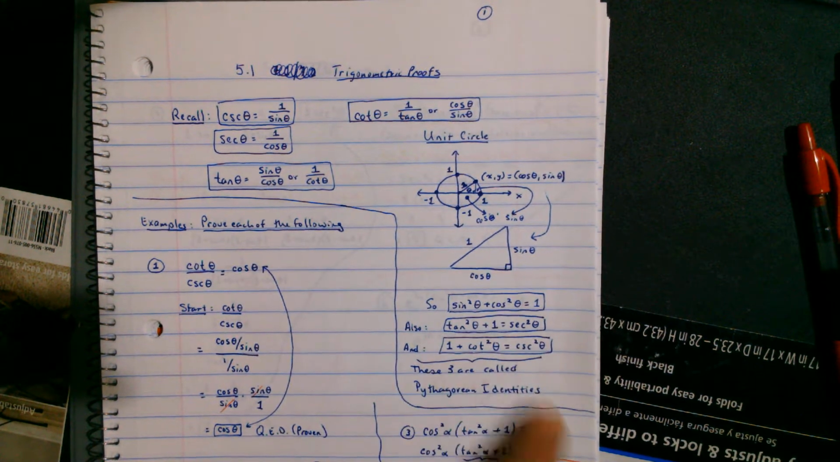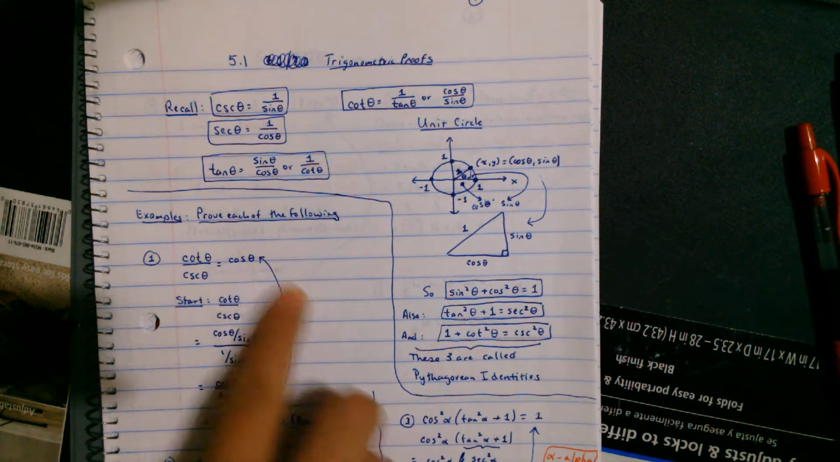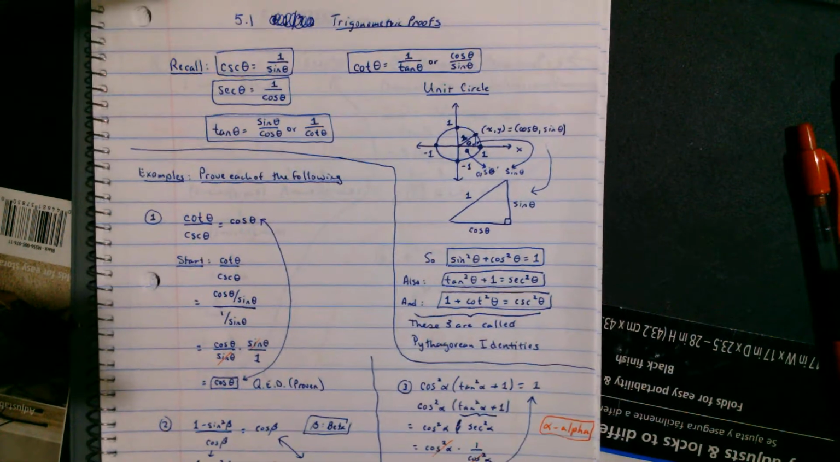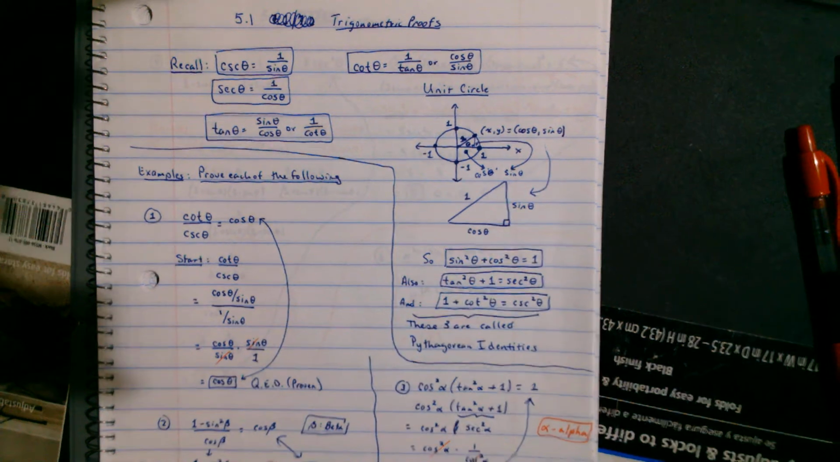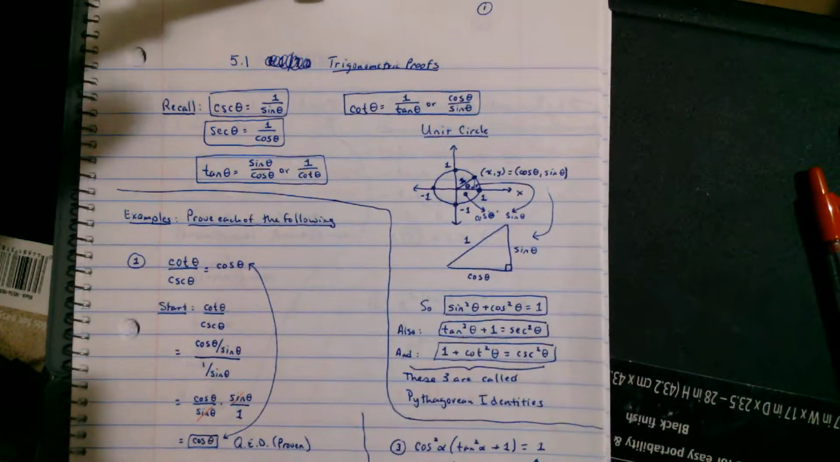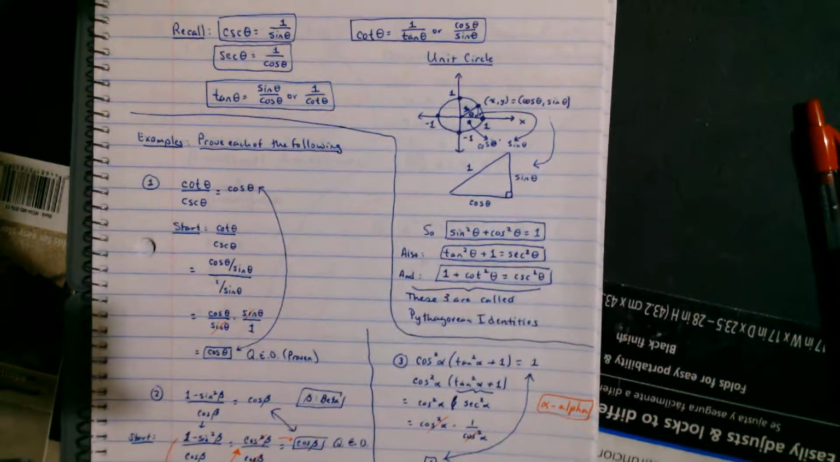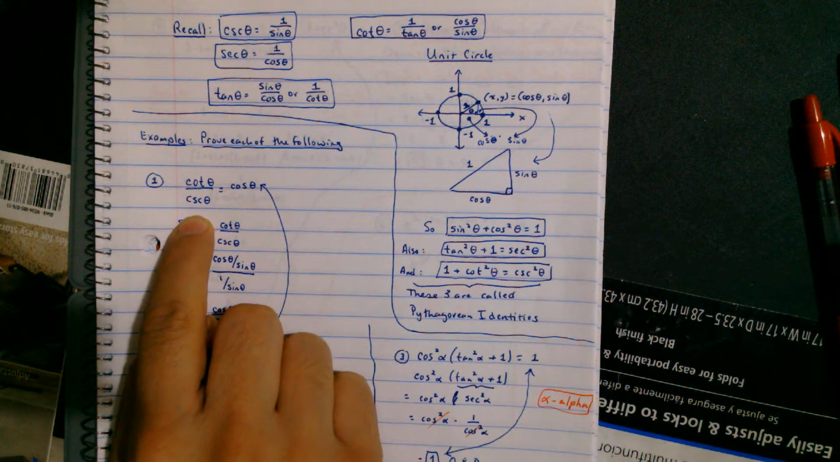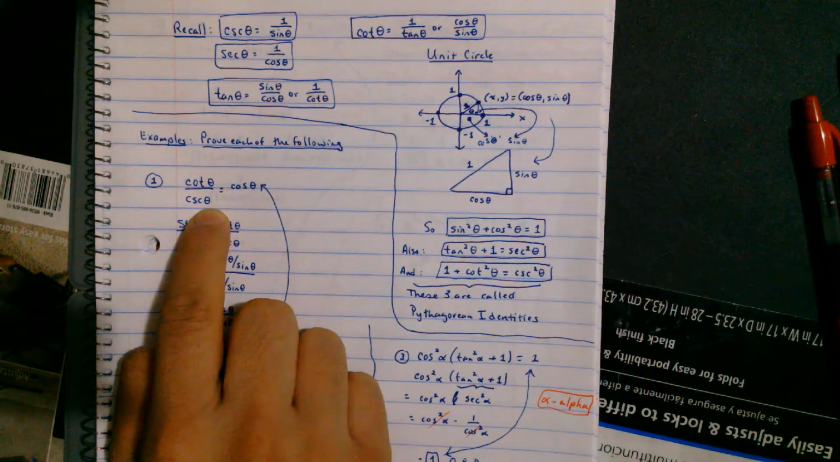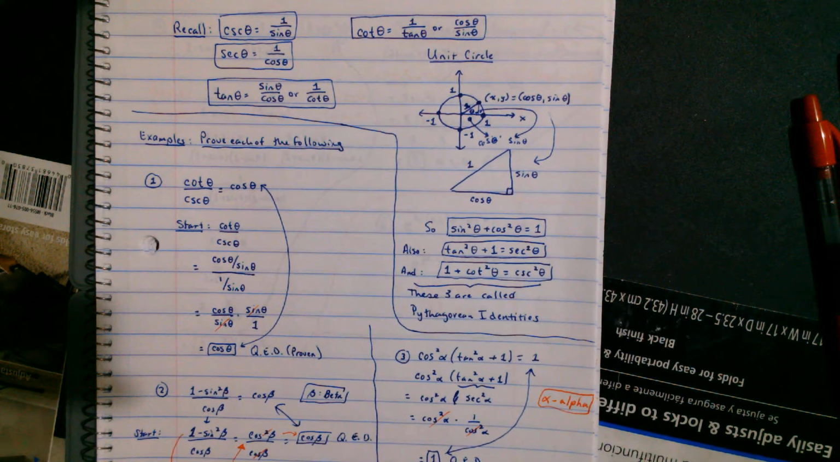So these identities here, we're going to use to solve other identities. We're going to prove a lot of other things here. So I'm going to do a handful of problems, nothing fancy, and walk you through some of this. The problem is cotangent theta divided by cosecant theta equals cosine theta. What you usually do is start with one side and try to prove the other side.